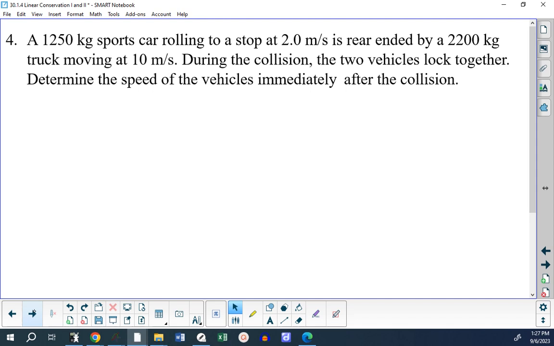We have a 1,250 kilogram sports car rolling to a stop. Buddy behind the wheel is looking down at his phone. I can't believe how many people drive around with their phones in their laps. It's horrible. Buddy's looking at his phone, doesn't see there's a truck in front of him.